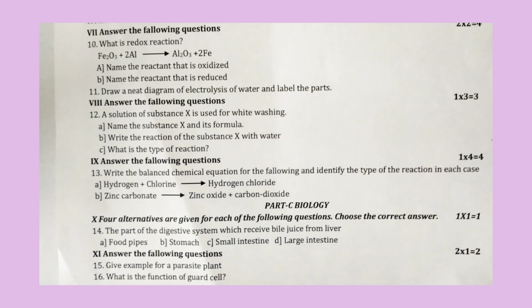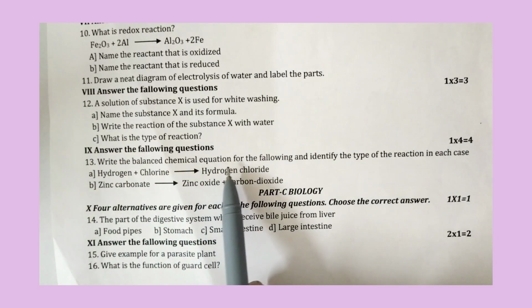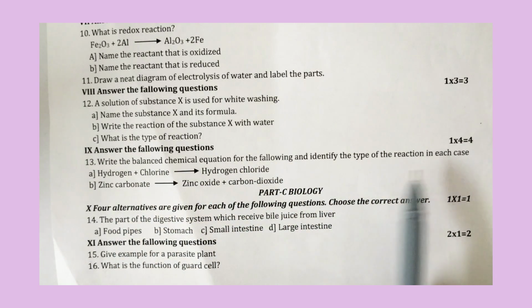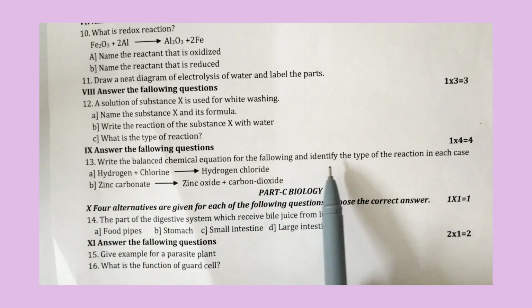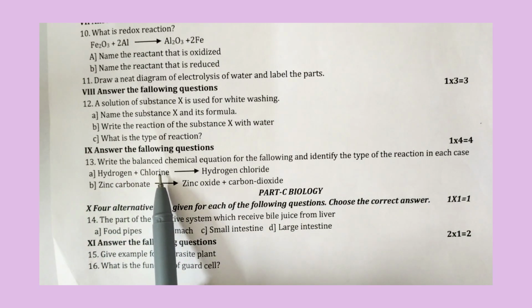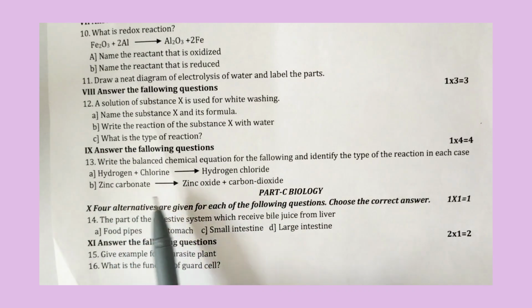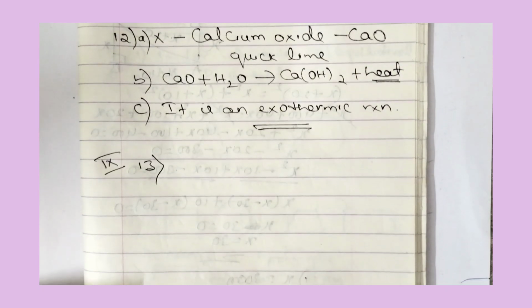In question number 13 they have given: write the balanced chemical equation for the following and identify the type of the reaction in each case. Two questions are given. Hydrogen reacts with chlorine to form hydrogen chloride. Zinc carbonate gives rise to zinc oxide plus carbon dioxide. So now let us answer both the questions.